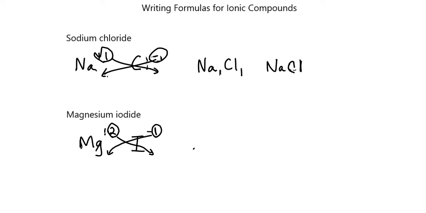And now when we swap them, we have the 1 and the 2, and so we swap them over, and we get Mg1 I2. And just like up top, we wouldn't show the 1 for the magnesium, we would keep it for the iodide, and we would get a formula of MgI2 overall. Okay, so far so good.